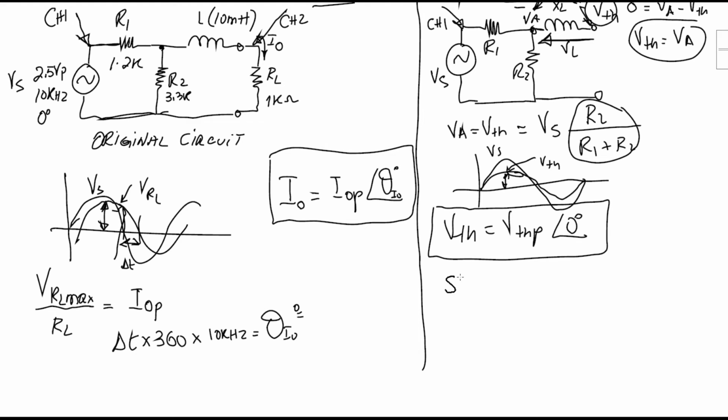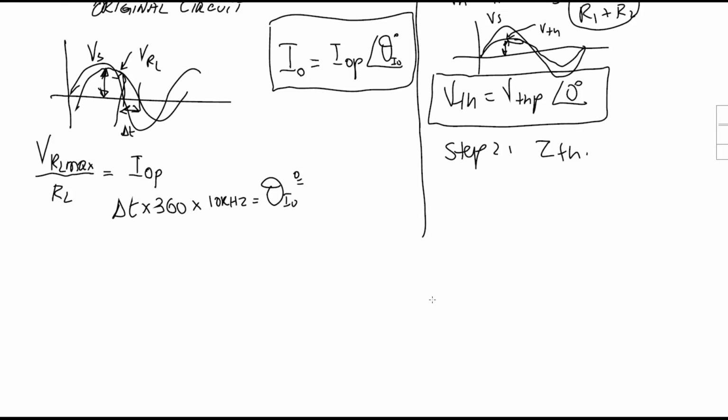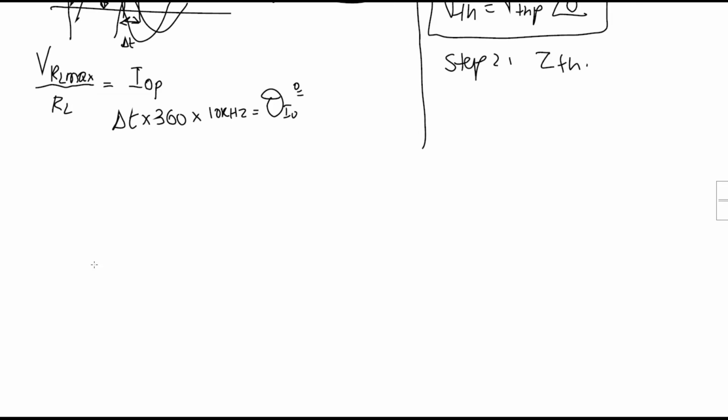Step number 2, we need to find now Zth. To find Zth, let's redraw the circuit again. Inductor. So what does Thevenin's theorem say in terms of finding this Zth? We have to replace all voltage sources by a short circuit. Replace, not make short circuit. We have to take off this voltage source and replace it by a short circuit.